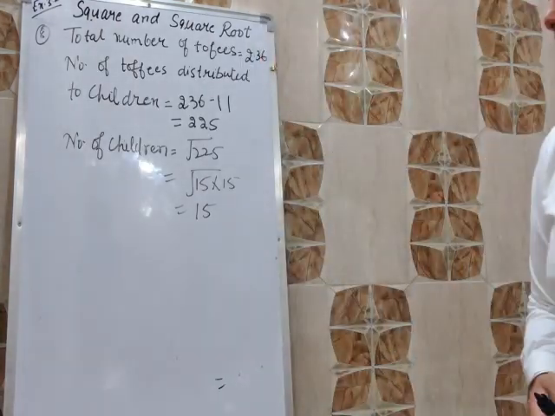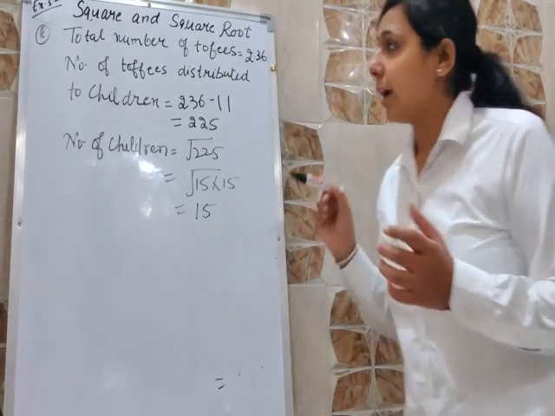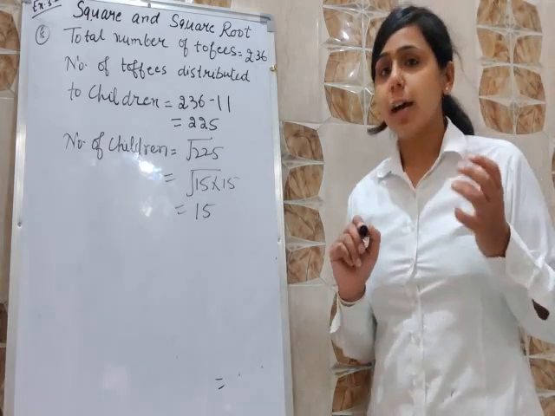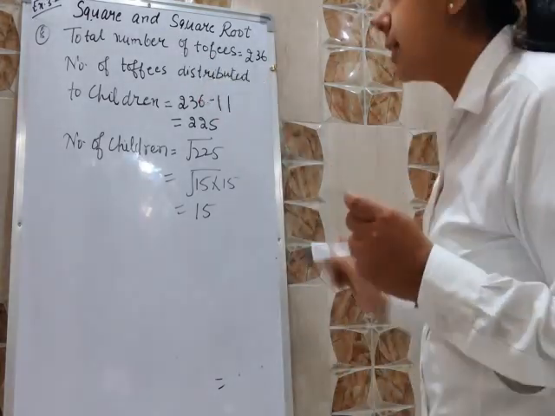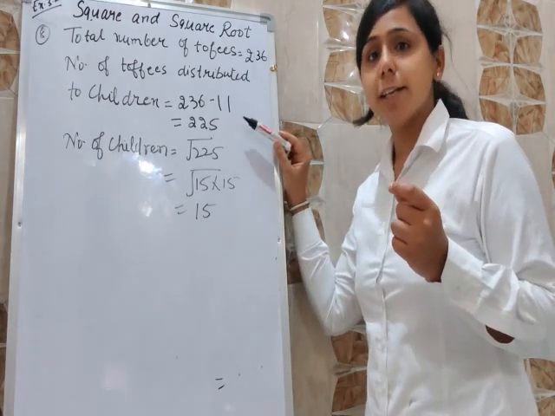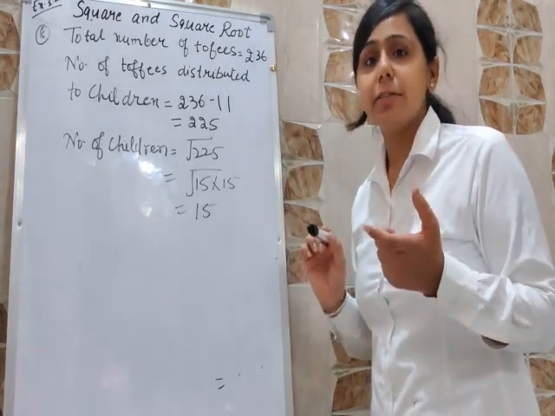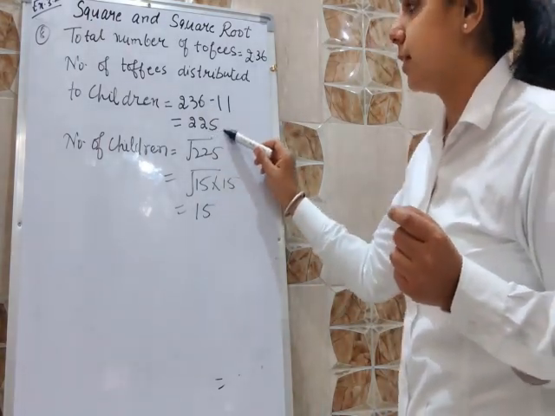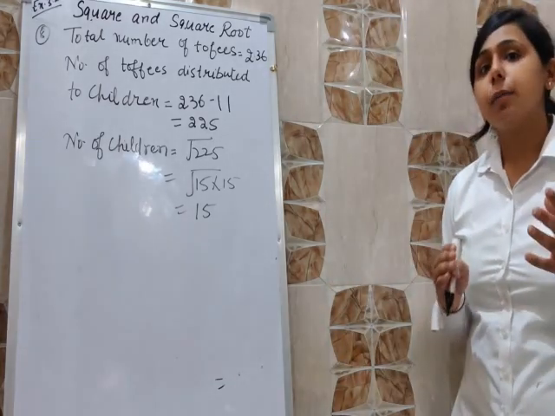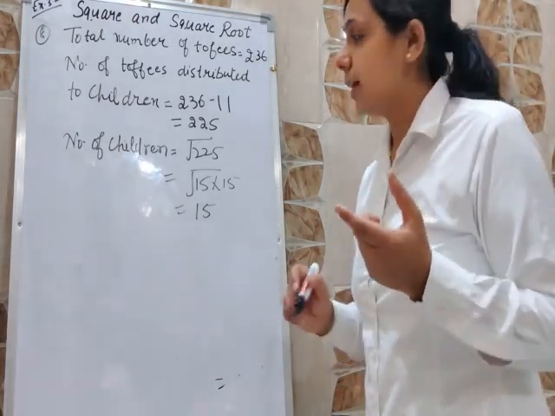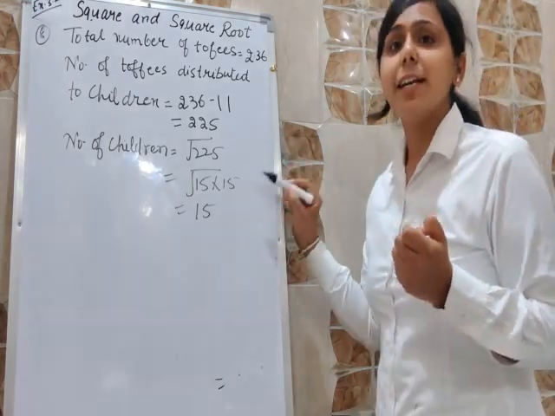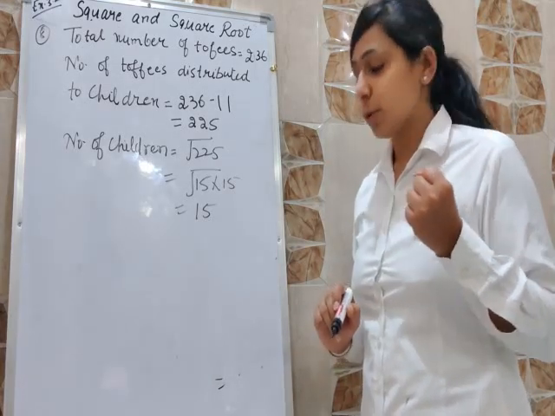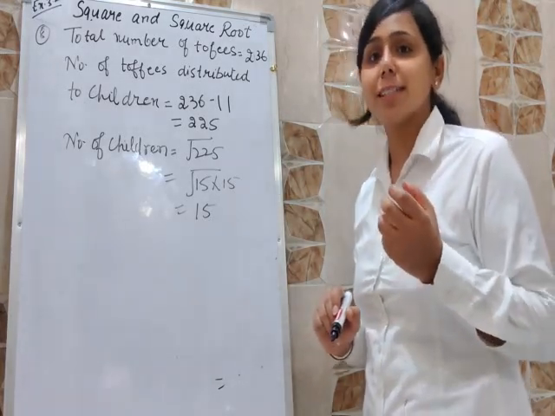Number 9 here, a total number of toffees are given, and when a man distributes toffees to students, the remaining are 11. So you have to write the number of toffees distributed to children. That is 236 minus 11, because 11 are left out when he distributes. So 236 minus 11, you will get here 225. We want to find the number of children. So use the square root method, the square root of 225, that is 15 multiply 15 is 225. You will get 15 here. So here we are done with the 3.2 exercise.